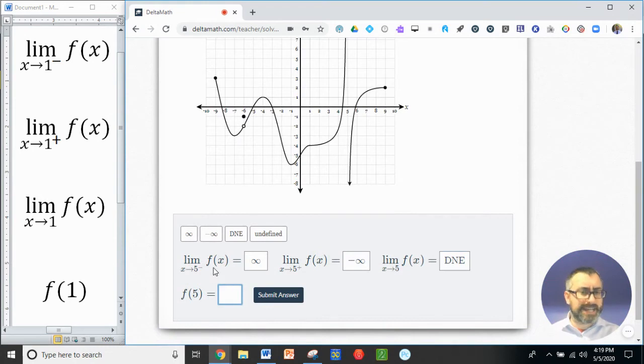So what about the actual value of f of 5? Well, again, there is no actual value that matches up with 5. We keep on getting closer and closer to 5, but it keeps on going up and up and up. There's no actual number that matches with 5. I'm going to leave that as undefined.